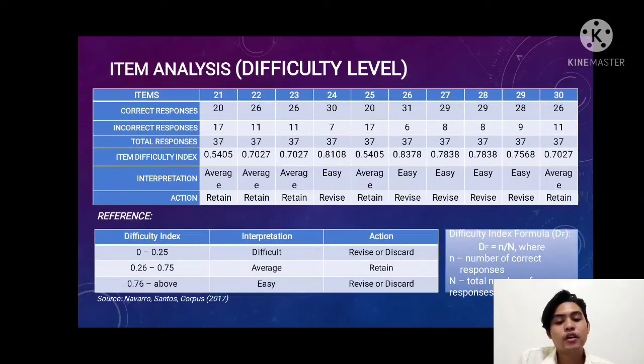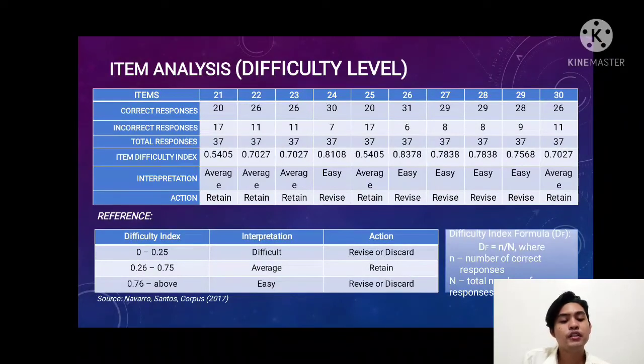21 got correct responses of 20 with incorrect responses of 17. Item difficulty index is 0.5405 with interpretation of average, and it should be retained. Item number 22 got 26 correct responses, 11 incorrect responses, item difficulty index of 0.7027, interpretation of average, and action should be retained. Item number 23 got 26 correct responses, 11 incorrect responses, item difficulty index of 0.7027, with interpretation of average, and action should be retained.